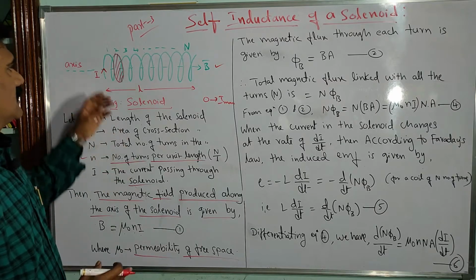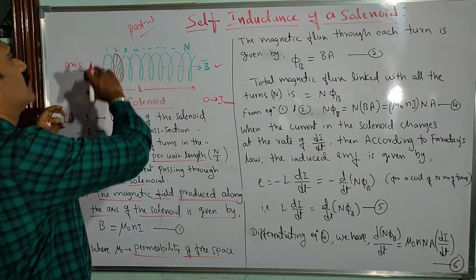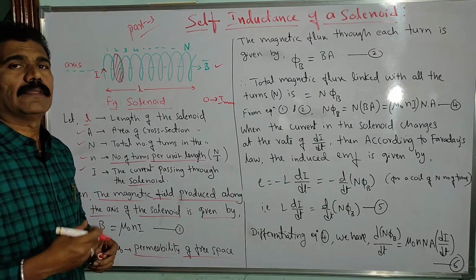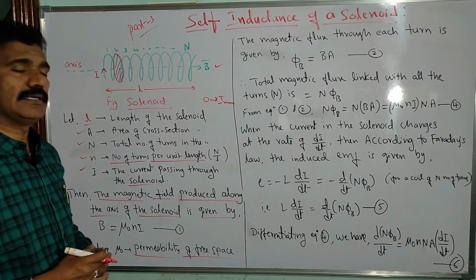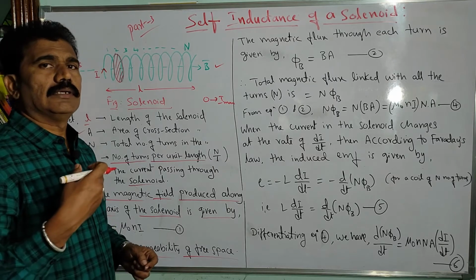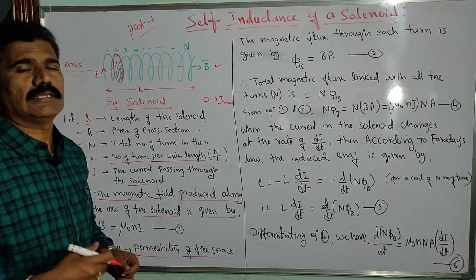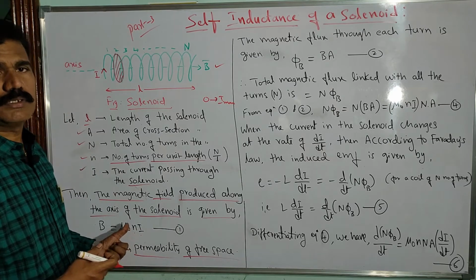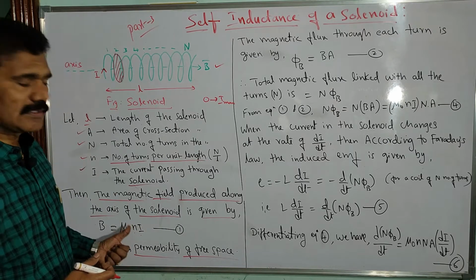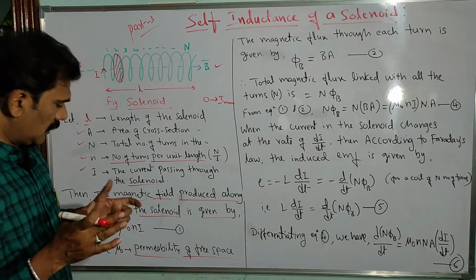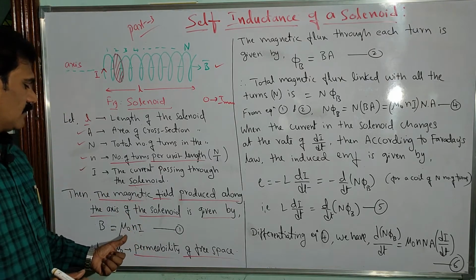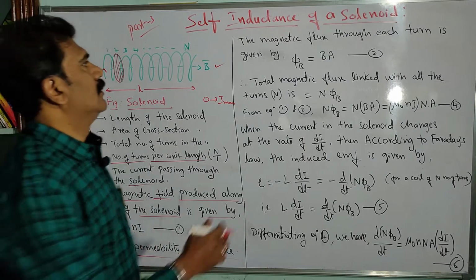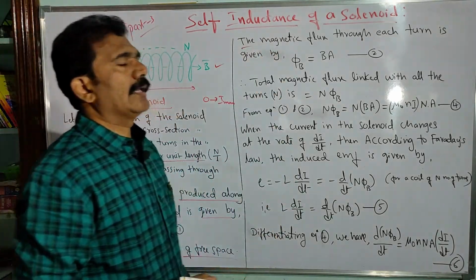Suppose the center of the solenoid consists of some kind of material, then what is the permeability? That is called the permeability of the medium, or relative permeability. In that case you have to multiply by mu r, the relative permeability. We can generalize it later. At the beginning, just consider free space, where B is given by mu naught into n I only. So equation 1.